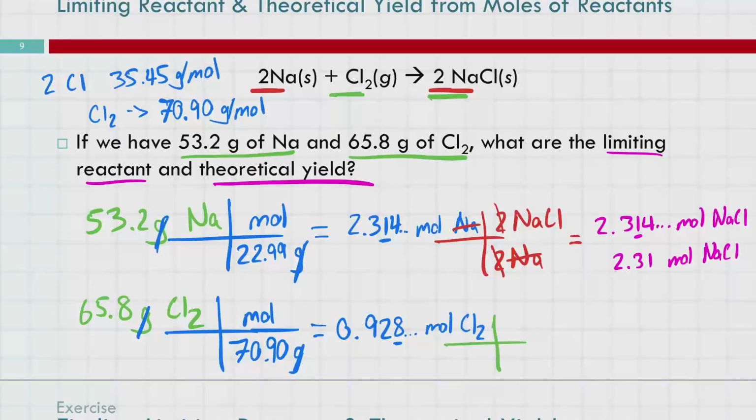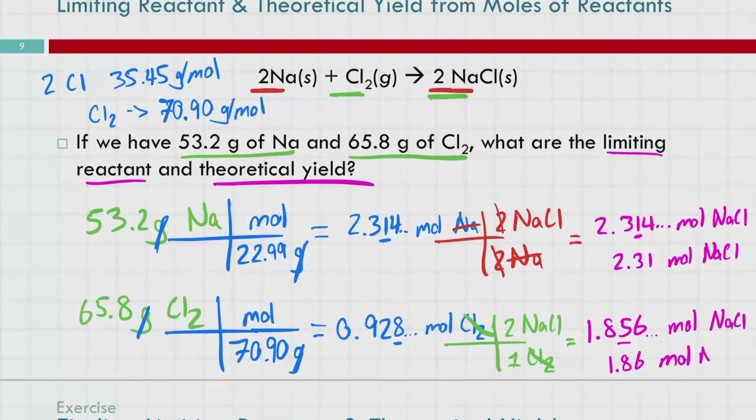For our Cl2, our chlorine, 1 chlorine in, 2 sodium chlorides out. So the 2 NaCl is on top. The 1 Cl2 is on the bottom. The Cl2's cancel. And we are multiplying by 2. So that'll be 1.856 moles sodium chloride. We would round that to 1.86 moles sodium chloride, table salt.